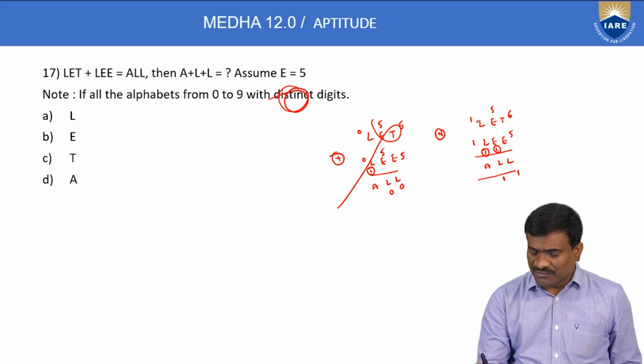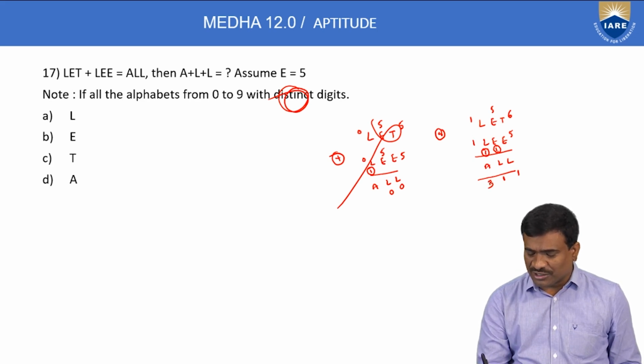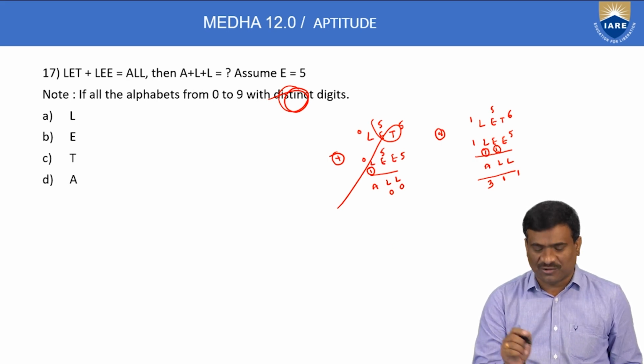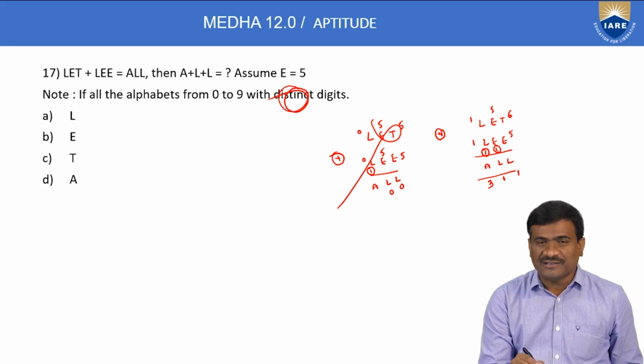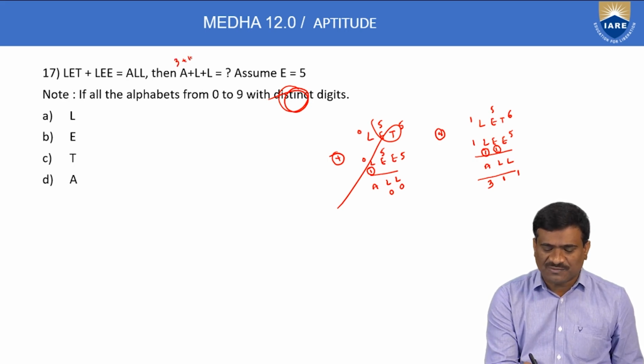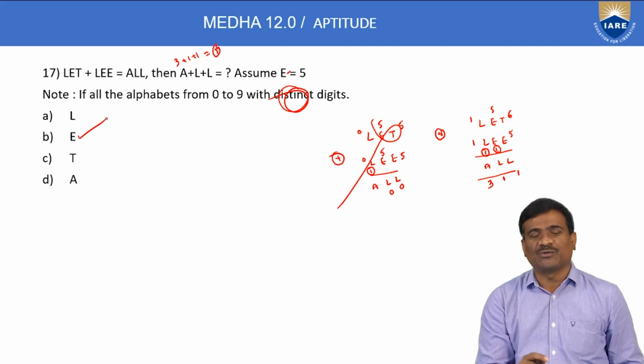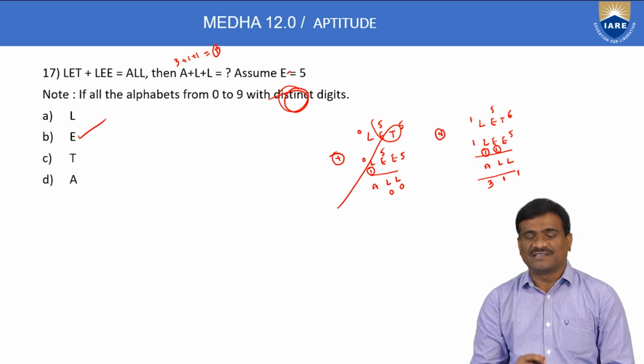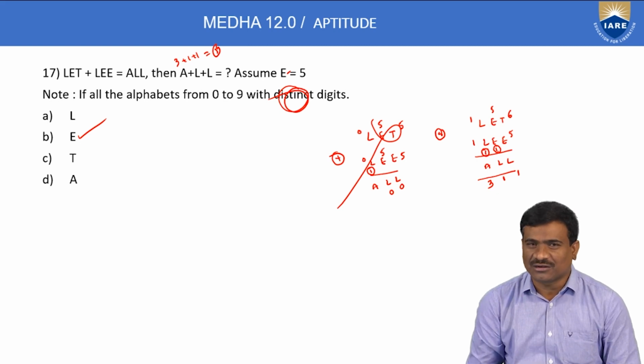Next, L is the number 1, 1 plus 1 is equal to 3. A is the number 3, L is the number 1, L is the number 1. Sum is equal to 5. 3 plus 1 plus 1 is equal to 5. Here calculate A plus L plus L: 3 plus 1 plus 1 is 5, which is equal to E. So option B only is correct. This is about the crypt arithmetic topic method.